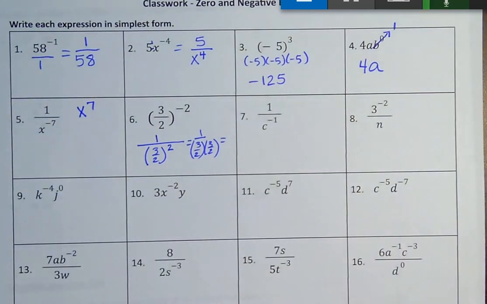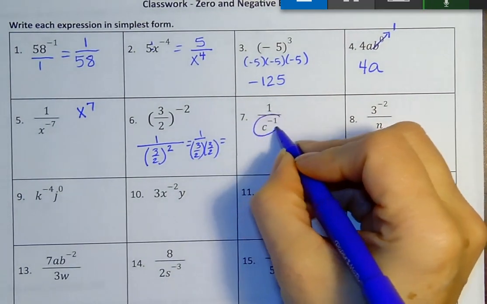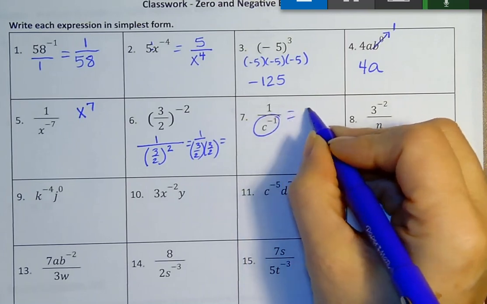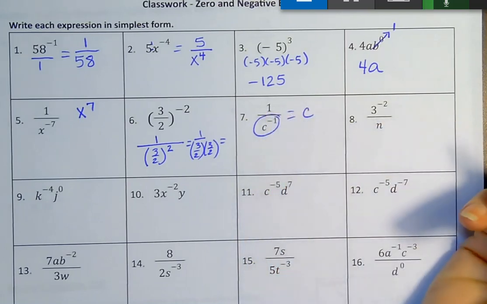Okay, we'll come back and revisit that some more. 1 over c to the negative 1. I'm going to move c to the negative 1 up into the numerator, so it becomes c to the positive 1. It's 1 times c to the positive 1, and c to the positive 1 is just c.